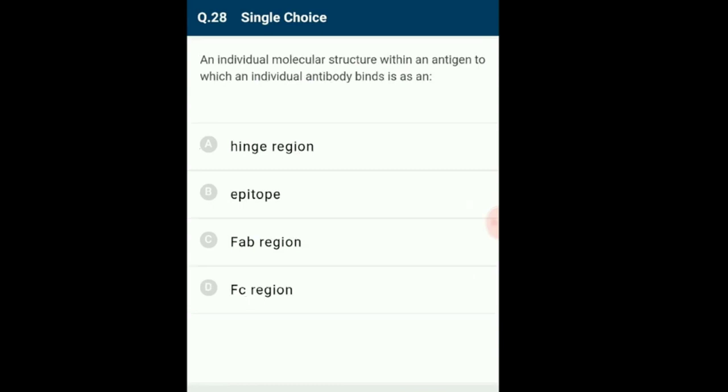Question number 28. An individual molecular structure within an antigen to which an individual antibody binds is known as an. Antigens are the exogenous substances, that is toxin components of the pathogen or foreign particle that enters into the body and stimulates the production of antibodies. They are mainly proteins present on the surface of cells and microbes such as bacteria and viruses. Combining sites of antigen called antigenic determinants or epitopes react with the corresponding antigen binding sites of the antibodies called paratopes. So the answer is option B, epitope.